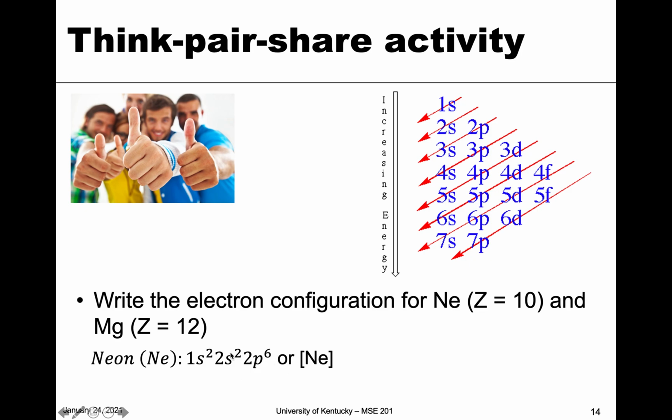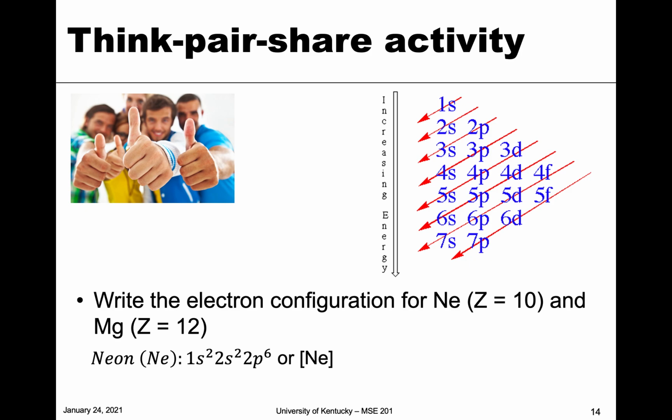We're going to see something specific about neon in a bit. Sometimes if you look at various references, you might see square brackets around neon, and that's what it lists for the electron configuration. That's because it's a specific type of element that we'll talk about in a bit.